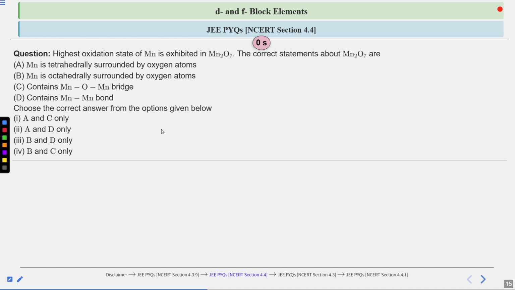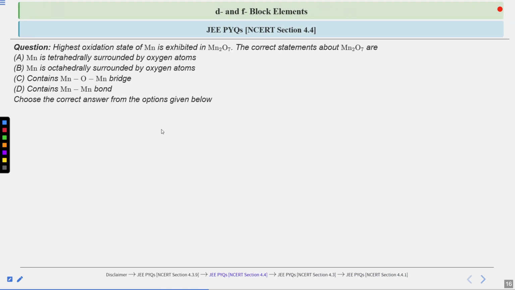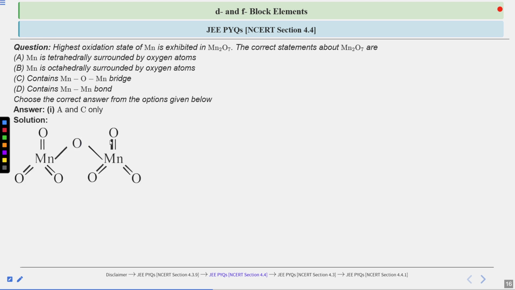Okay, let's see. So for this question, the correct answer is option first, that is A and C statement only. So let's see. This is the structure of Mn2O7.